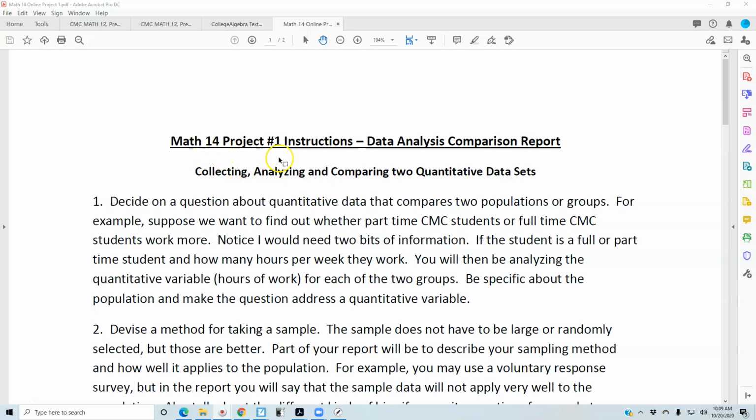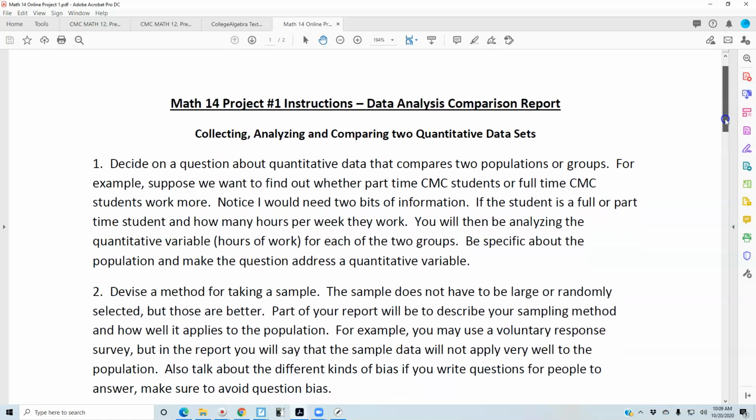Math 14, project number 1 instructions, data analysis comparison report. Collecting, analyzing, and comparing two quantitative data sets. First thing, number 1, you're going to decide on a question about quantitative data that compares two populations or groups.